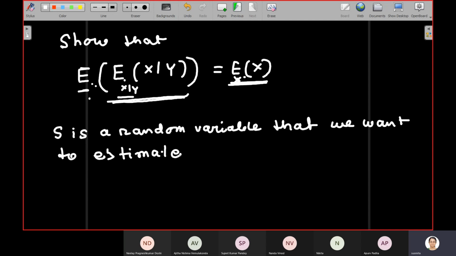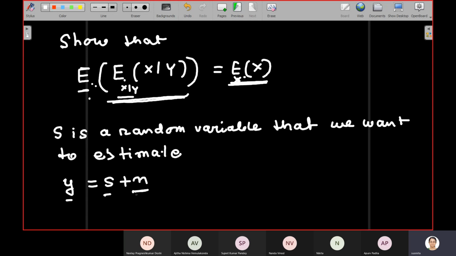Okay. And to estimate, we know that we need some measurements, right? Let's say we make measurements of S. So y is the measurement of S, and when we make some measurements, noise gets added. Okay? So N now we can model as a random variable.